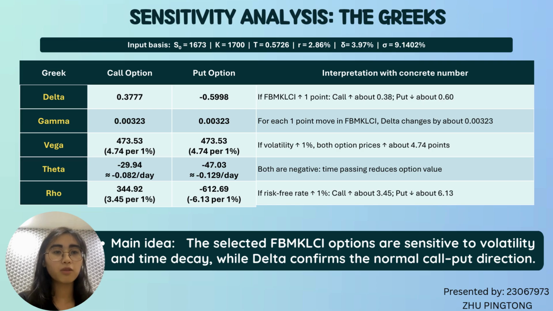The Vega value is 473.53, approximately 4.74 for every 1% change in volatility. In addition, both theta values are negative, showing that the options lose value as time passes. The rho values indicate the option prices are also affected by changes in the risk-free interest rate.